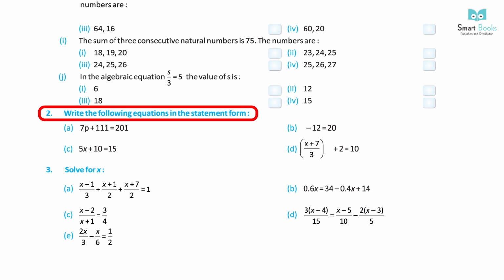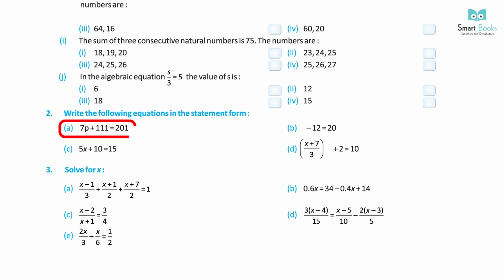Question 2. Write the following equations in the statement form. A. 7p plus 111 equals 201. Solution. 111 added to 7 times p gives 201.